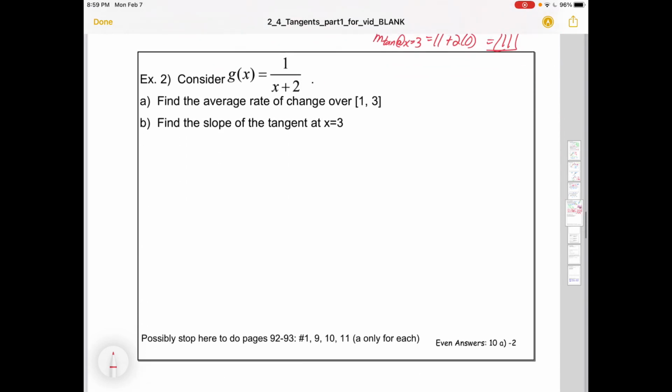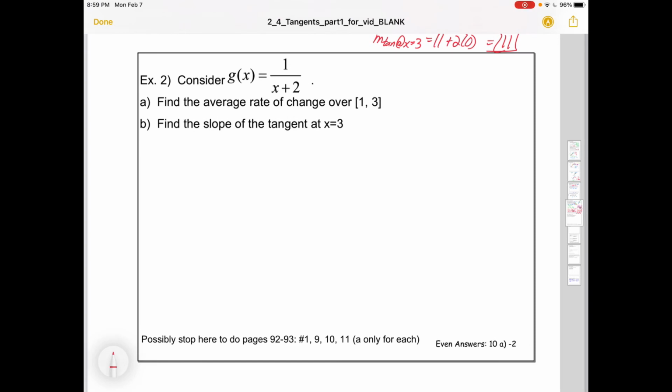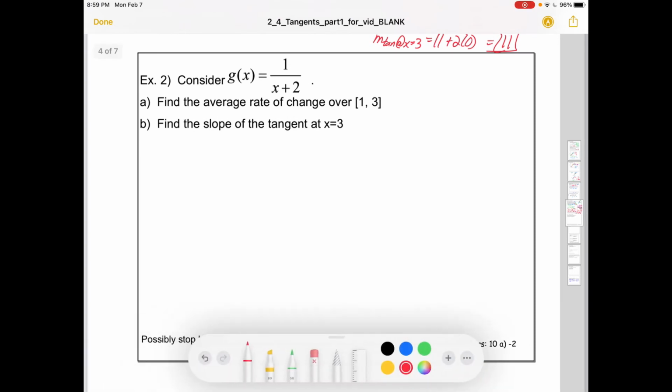Let's do another one. G of x is 1 over x plus 2. So when I can graph them, I kind of like to. That's just your basic butterfly graph. Move to the left, or basic hyperbola. And it looks like this.